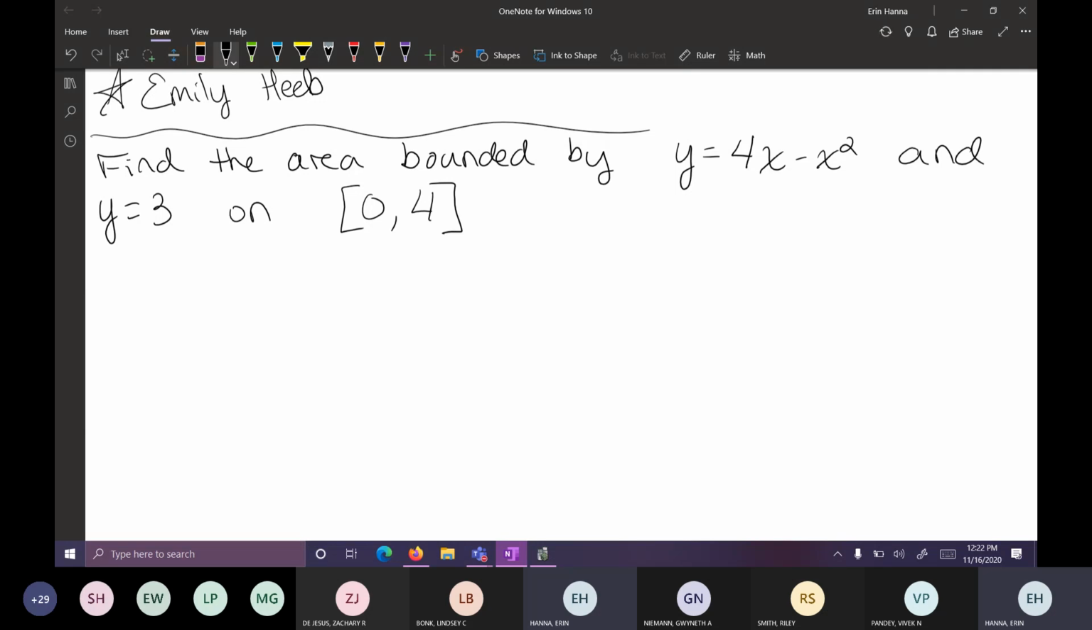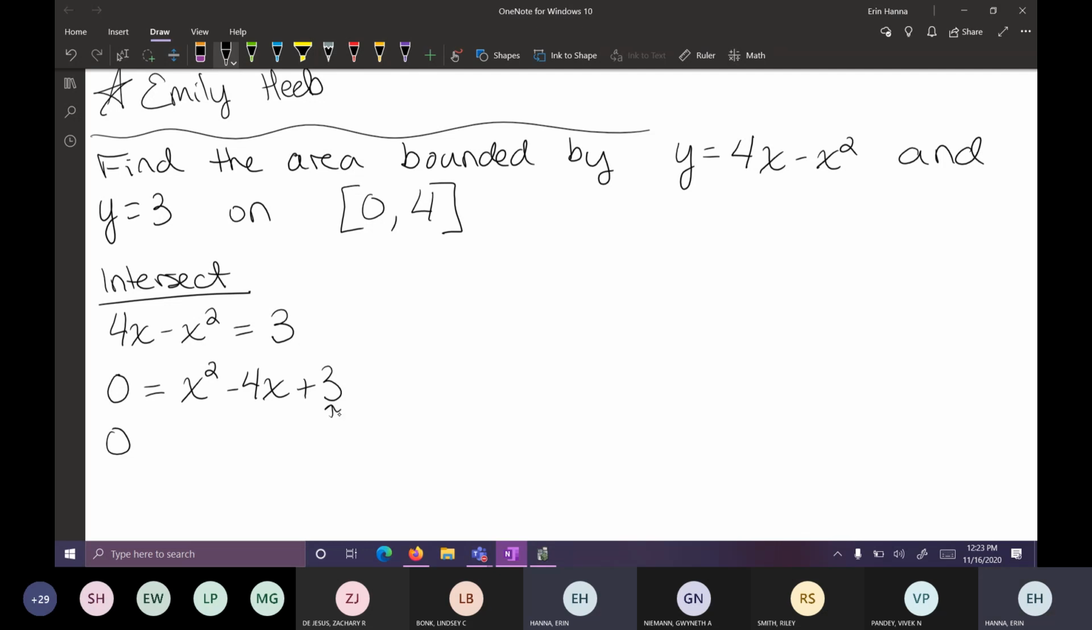So first thing we need to do is find where they intersect. So we have 4x minus x squared equals 3. I like having my x squareds be positive, so I'm going to swing everything over to the right. So I'm going to add x squared over to the other side, subtract 4x, and then the 3 just stays on that side. So now we want to find when this quadratic is 0. You can, of course, use the quadratic formula if you want. But this is factorable. So two numbers that multiply to 3 and add to negative 4. Technically, the only numbers that multiply to 3 are 3 and 1, but we would need them both to be negative in this case. So this will factor into x minus 1 and x minus 3.